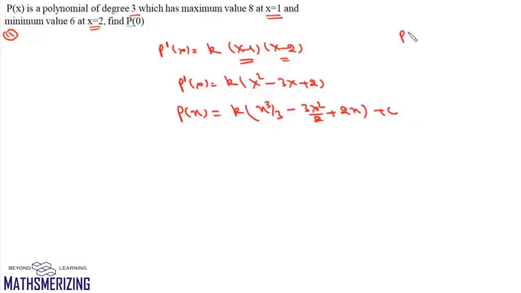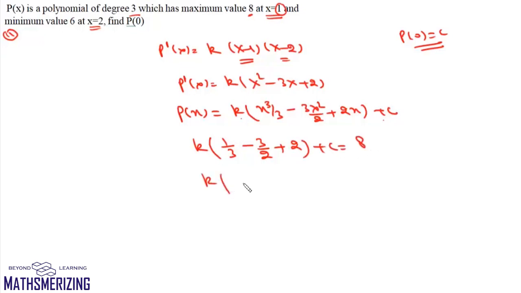Now we need to find the value of p0. So the value of p0 is nothing but c. So we have to find the value of c. Now we have two unknowns, k and c, and we are given two conditions: when the value of x is 1, the value of P(x) is 8. So we'll put x as 1, we'll get k times (1 by 3 minus 3 by 2 plus 2) plus c, and this is 8. So it'll be k, and then we'll get this as 6, so it'll be (2 minus 9 plus 12) upon 6 plus c equals 8. So we'll get 14 minus 9, 5. So it'll be 5k by 6 plus c equals 8.